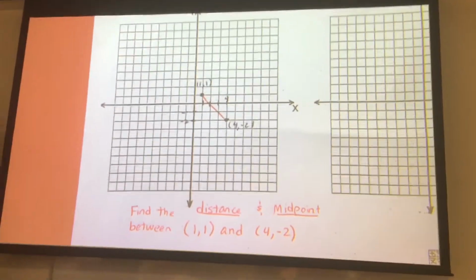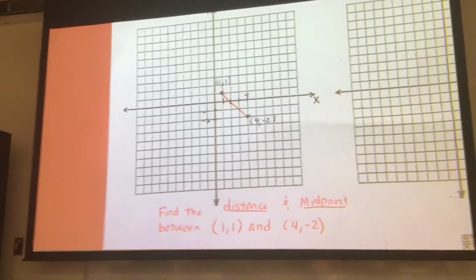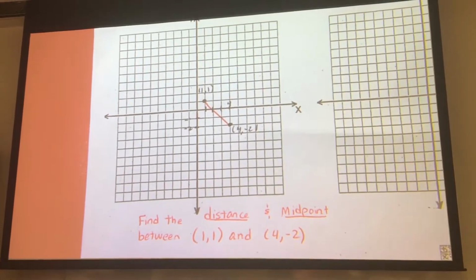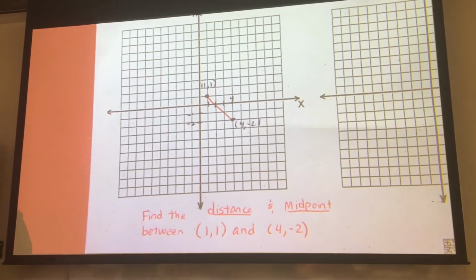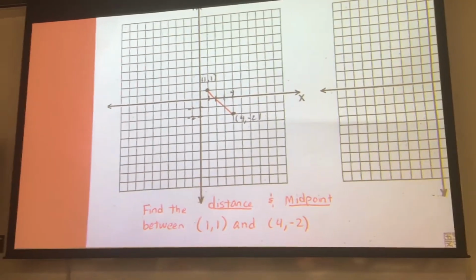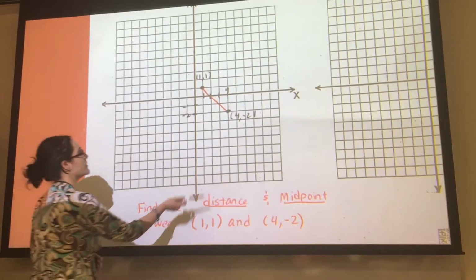Negative 2, 4 to the right and 2 down. So I have 2 points, any 2. I just happen to have chosen 2 points which are very close together to make it easy, okay? But they could be very far apart. And those could represent locations, right? Distances to locations, okay? And there's a certain distance between them.